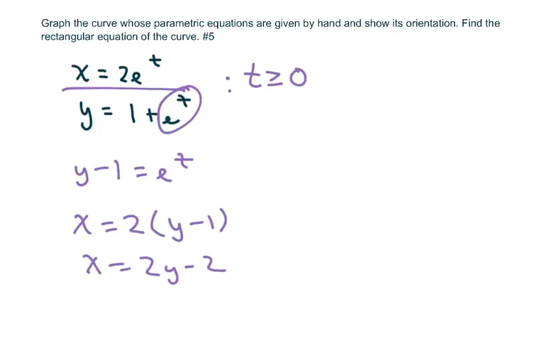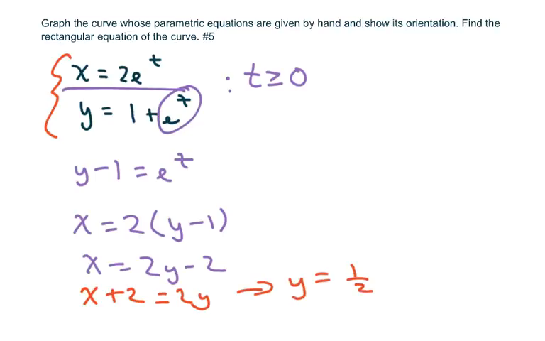And to help me graph this, because it's going to be hard to graph if you don't, what I'm going to do is solve for y. So x plus 2 equals 2y. Therefore, y equals 1/2 x plus 1. That's going to help me graph this.